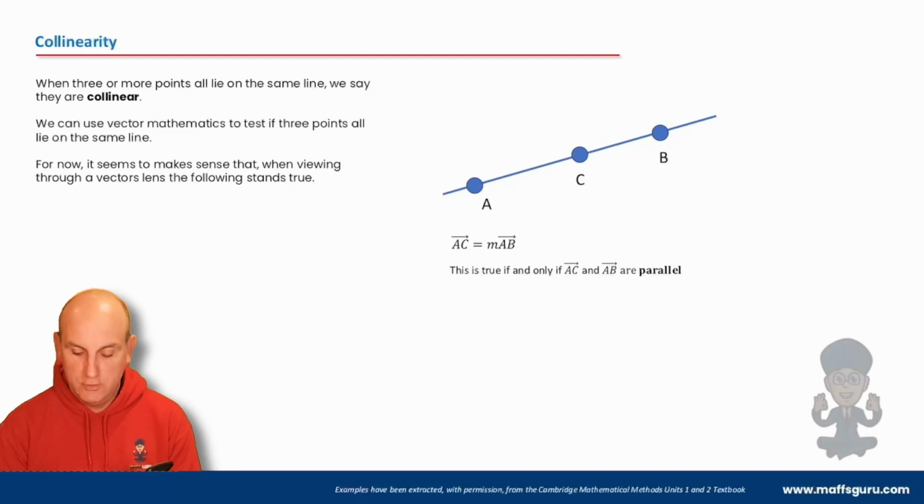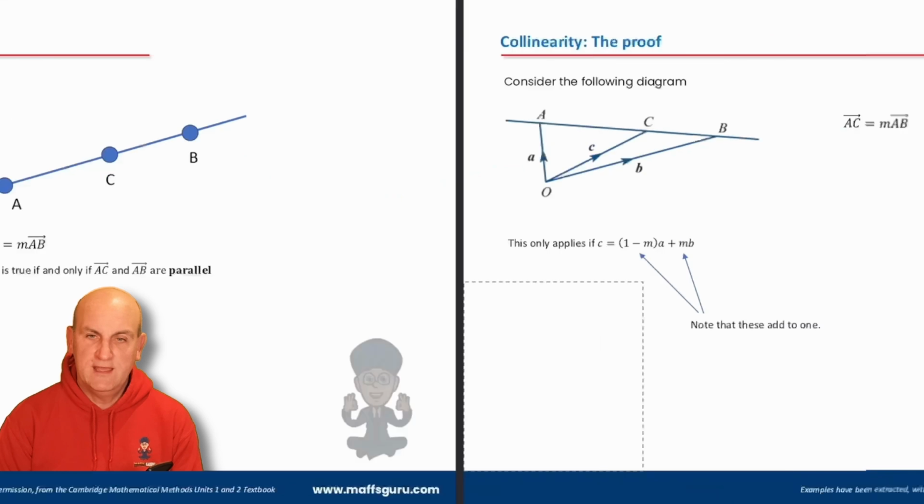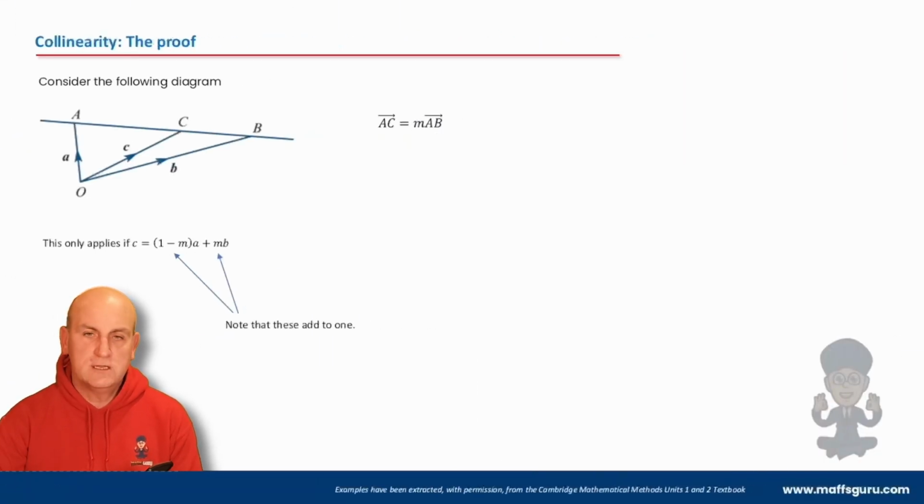Now, if that is true, then A to C is some multiplier of my vector A to B. And that is really, really important. That is only going to be true if A to C and A to B are in fact parallel. So all of this builds on what I think is fairly obvious stuff. All right, let's look at the proof behind this.